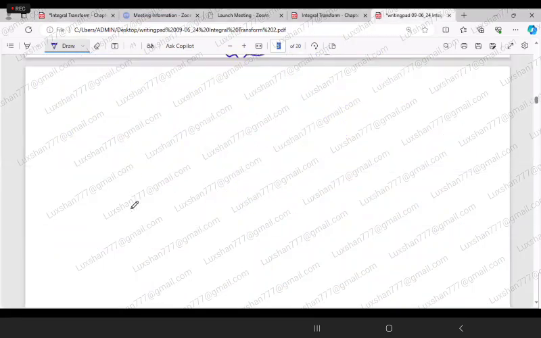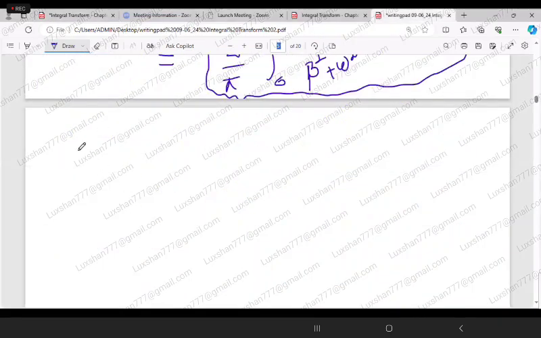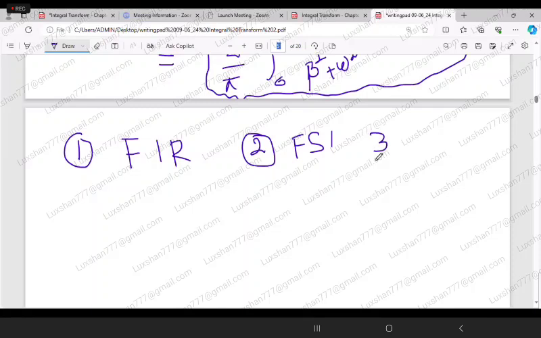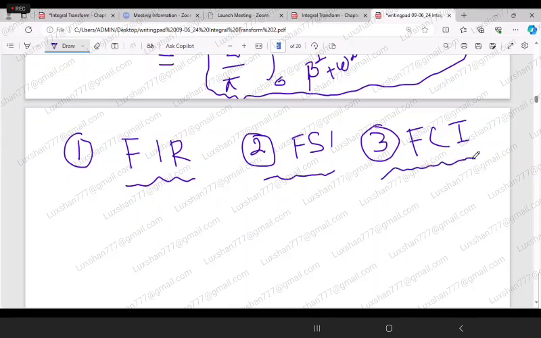So far, what we have done is we have done three things. One is Fourier integral representation. Then the second thing, Fourier sine integral. The third thing, Fourier cosine integral. Okay, so we know the definition. We know how to find Fourier integral representation for a function, how to find Fourier sine integral representation for a function, and how to find Fourier cosine integral representation for a function.